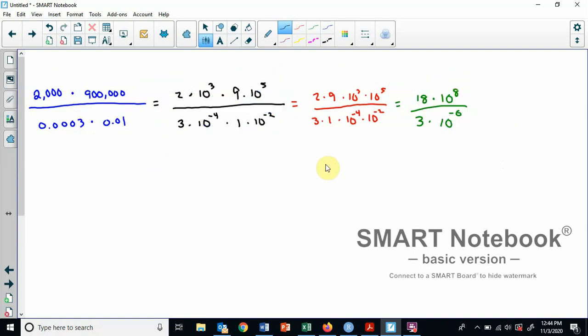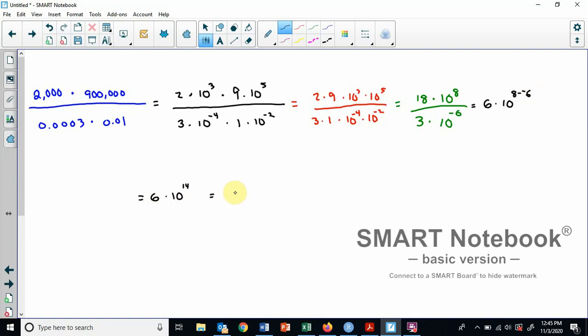Move this over to get me some more space. I can keep going with this because this is a division, and I know how to do divisions as well. 18 divided by 3 is just 6 times 10 to the, and I can use my exponent rule. Remember, my exponent rule for division is to subtract. So 8 minus negative 6. And so what will that be? Let me rewrite it here. 6 times 10 to the 8 minus negative 6 is 14. So I got 6 times 10 to the 14.